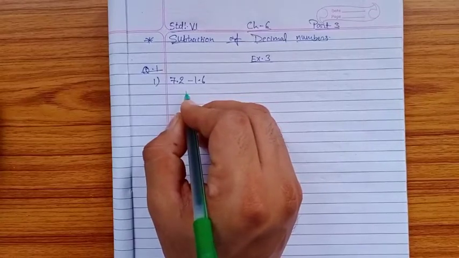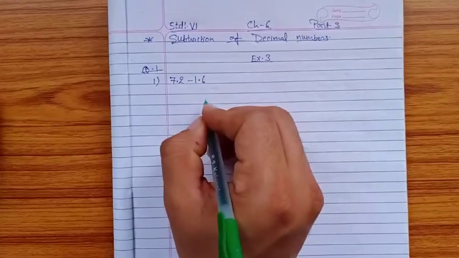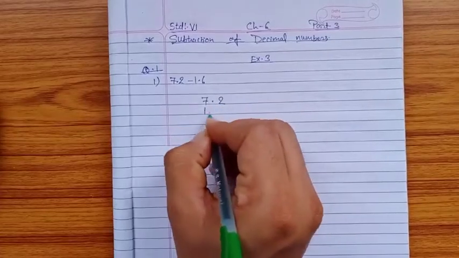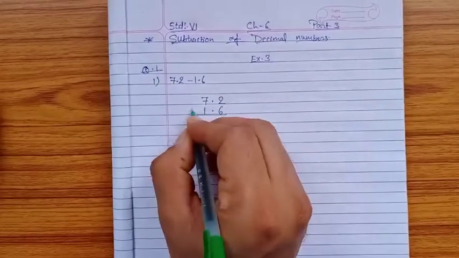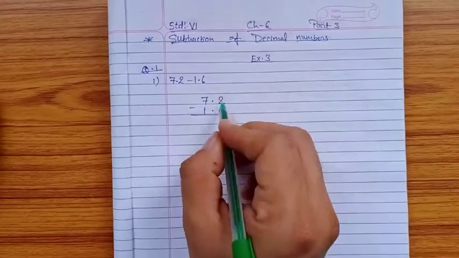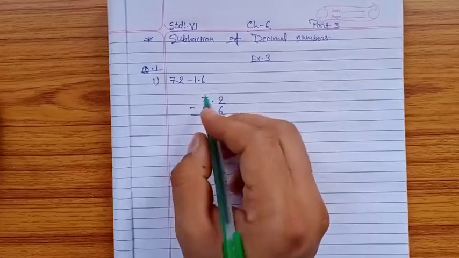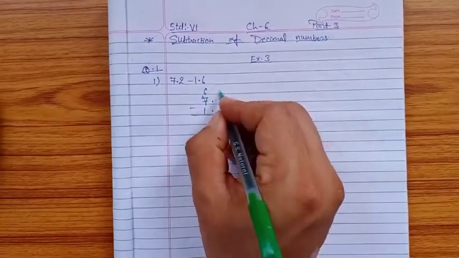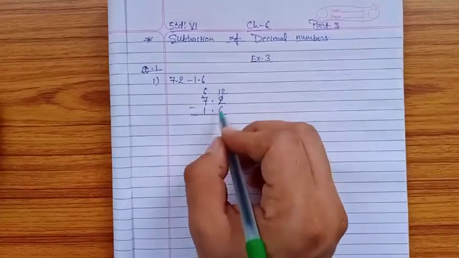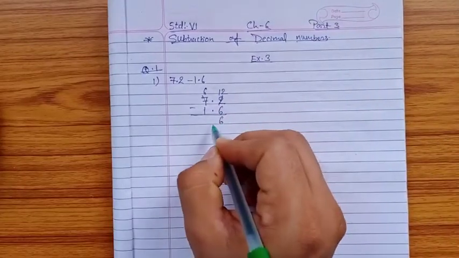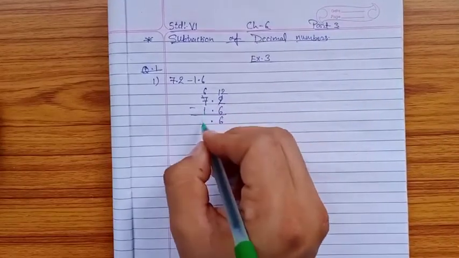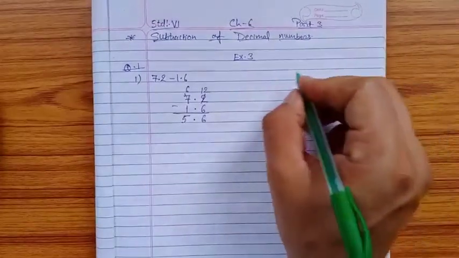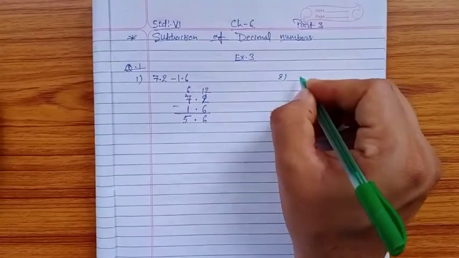Like first one, it is given 7.2 minus 1.6. So 7.2 and 1 minus 6. Now from 2 we cannot subtract 6, so we'll borrow from here, so it will become 6. This will become 12. Now 12 minus 6 is 6. 6 minus 1 is 5. Okay, simple.